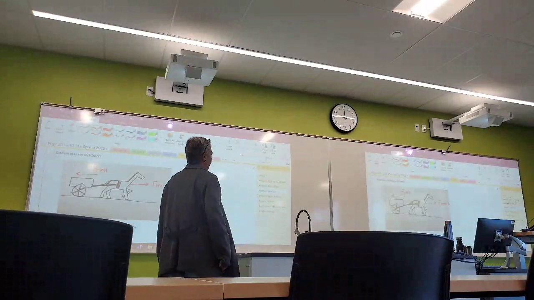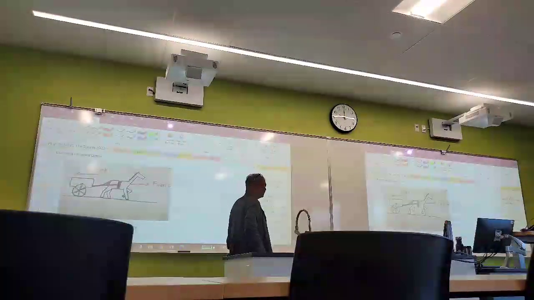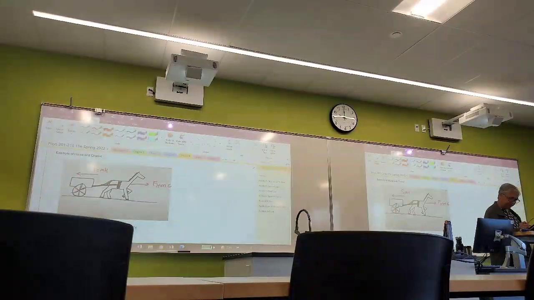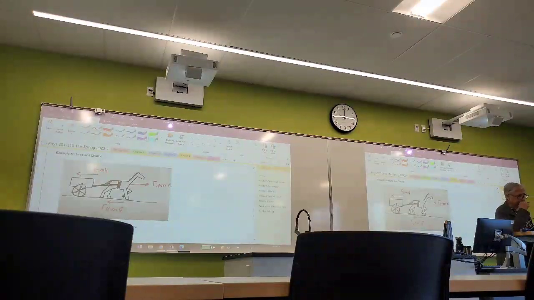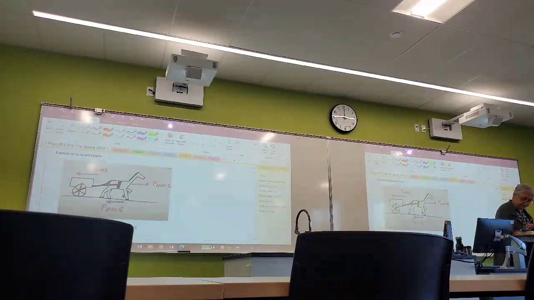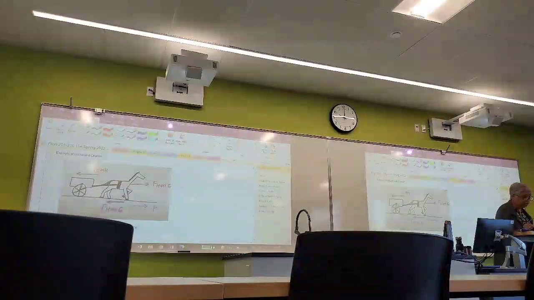Correct? So in this case, how is the horse walking? Is the horse pushing back on the ground with its feet? So is this the force exerted by the horse on the ground? Yes? The reaction will be, let me use a different color. What will be the reaction? The reaction will be in what direction? This one? And it will be the ground on the horse.